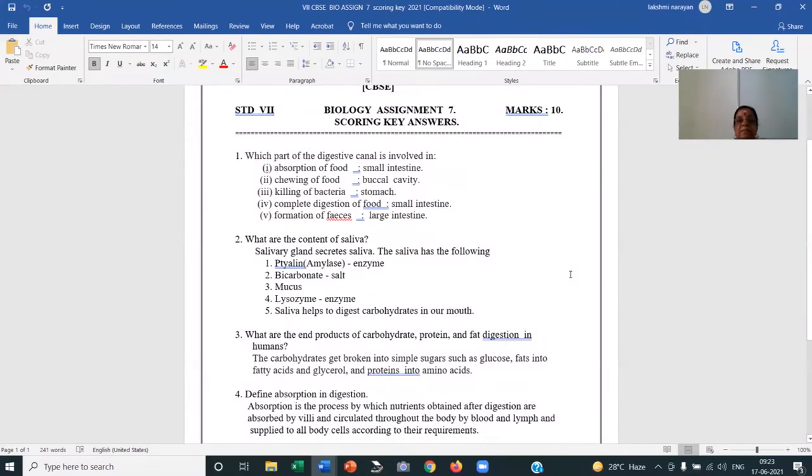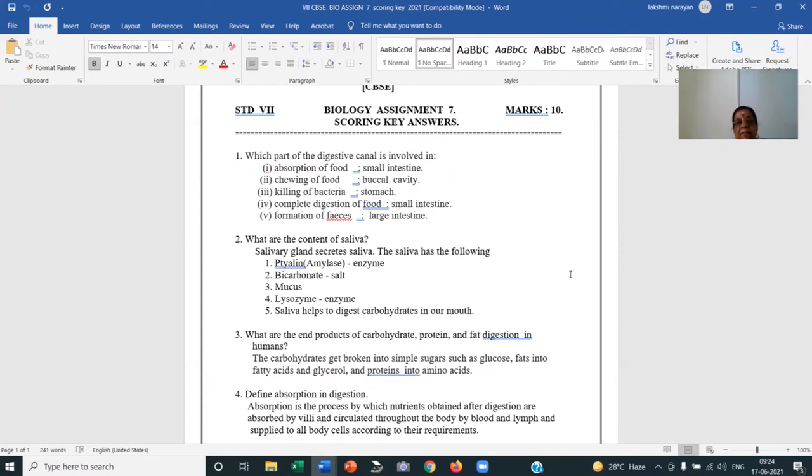Which part of the digestive canal is involved in absorption of food? Small intestine, because completion of digestion is taking place in the small intestine, and then the process of absorption takes place. So absorption of food, small intestine; chewing of food, buccal cavity; killing of bacteria, mainly stomach; complete digestion of food, again the small intestine; formation of feces, large intestine. I hope you understand.